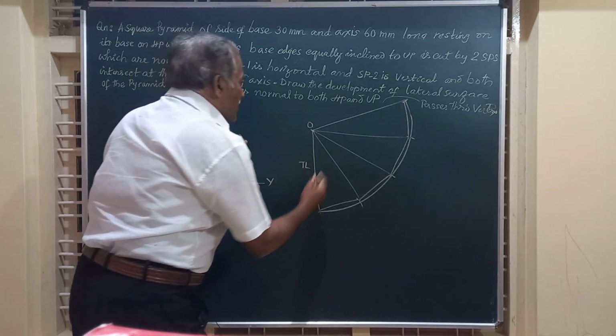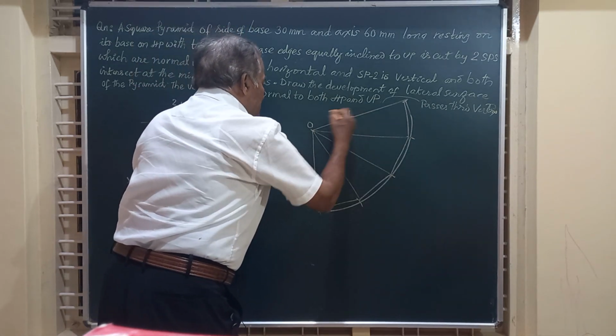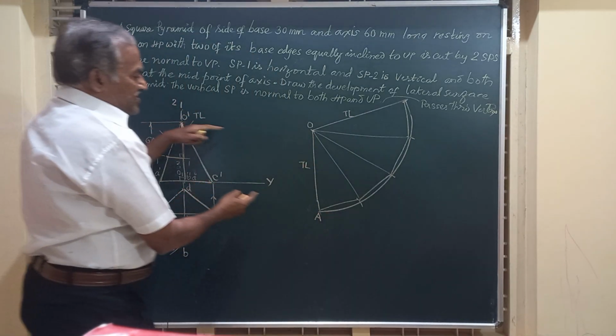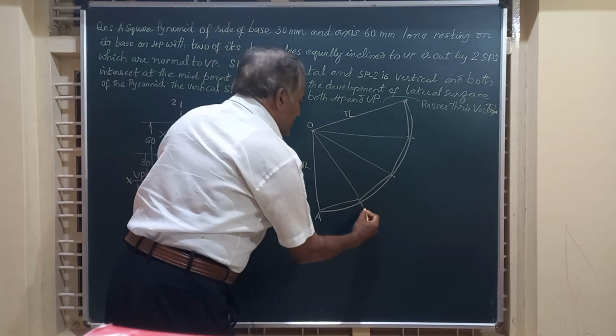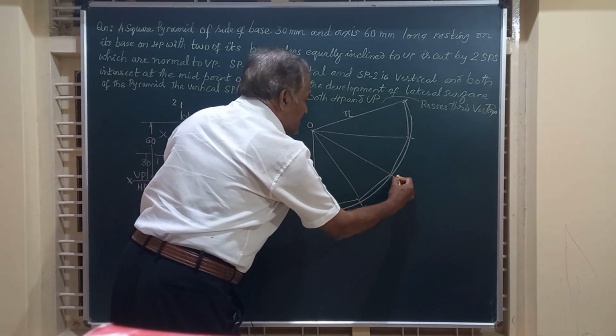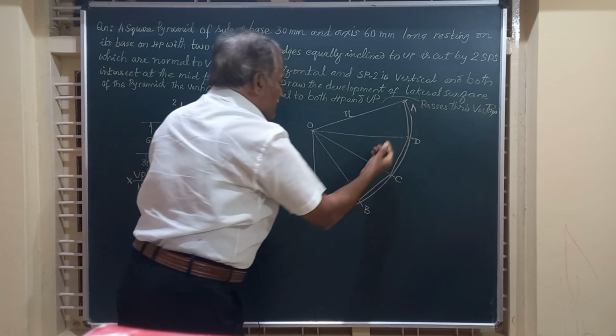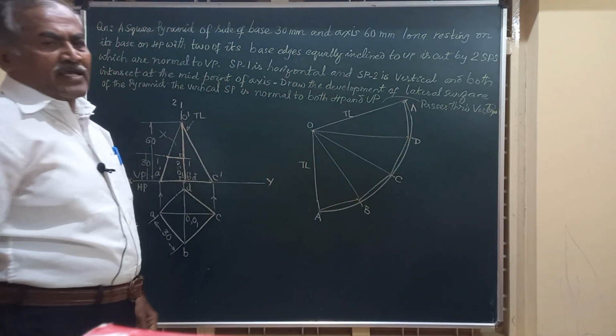So let me say I am starting with this OA. This is O, this is A. And the length of this OA is equal to this O dash C dash. This is OA, this is OB, then comes C, D, and again A. So A and A should come together when you fold them together.